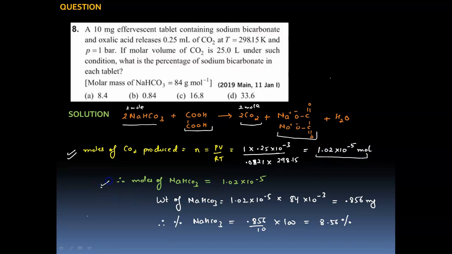From the stoichiometry we can say that the moles of NaHCO3 will also be the same. And for the weight of NaHCO3, we multiply this with the molecular weight. We are further multiplying by 10 raised to power minus 3 because we want the weight in milligram, because the sample weight is given as 10 milligram. That comes out to be 0.856. So in terms of percentage, it is 8.56. So for this question, the answer comes out to be A.